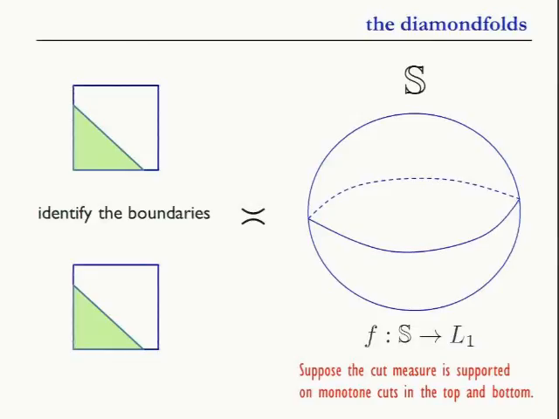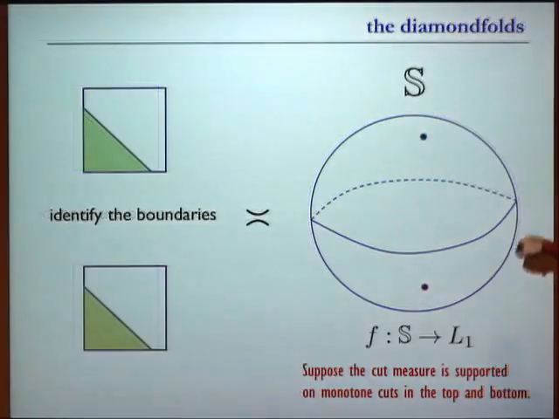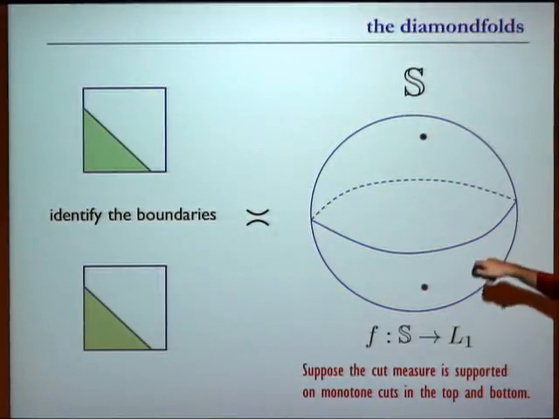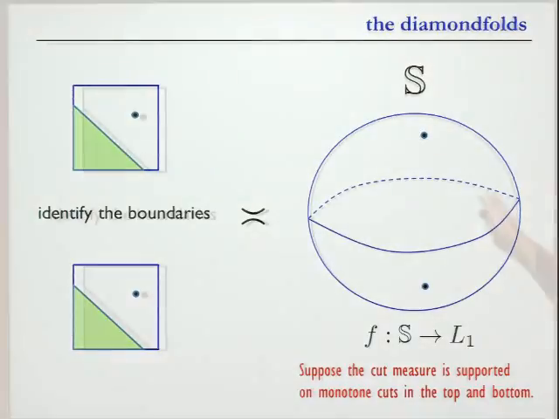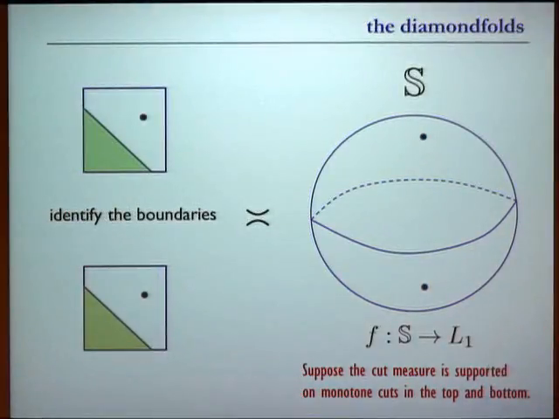So the cut has to be the same in the top and the bottom, and therefore, if I consider any 2 points which are vertically separated, so the same point but in different copies of the 2 squares, such a cut cannot separate them, right? So what it means is that if I take a mapping from this sphere to L1, where all the cut measure is on monotone cuts, then it has infinite distortion because it collapses vertical pairs.